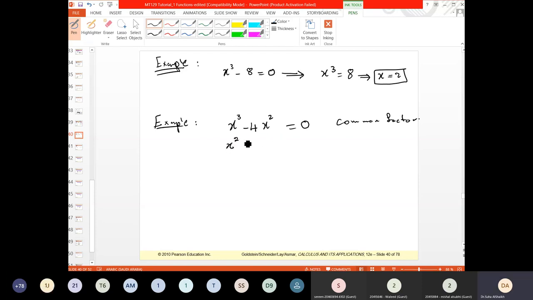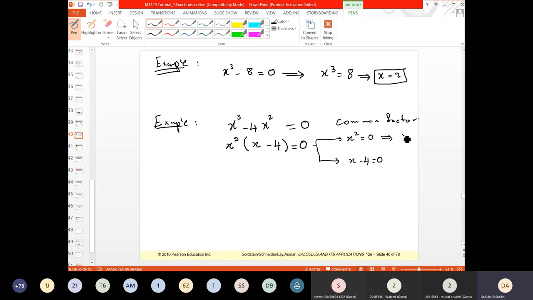x squared, exactly. x squared is a common factor here. So we will remain here with x, and here with minus 4, equal to 0. So this will take me to two factors. I have two things multiplied equal to 0. One of them is x squared equal to 0, and the other is x minus 4 equal to 0.